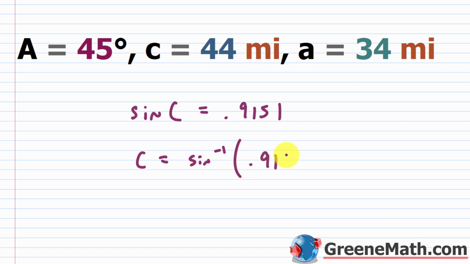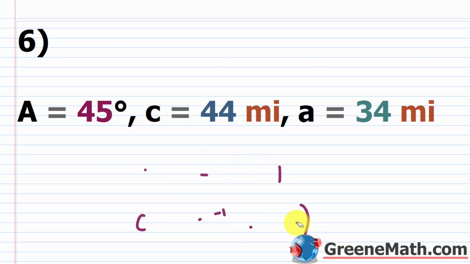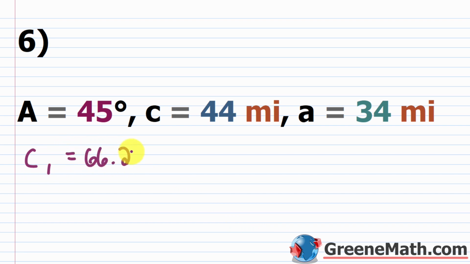0.9151. Let's key that into the calculator. And if I round to the nearest tenth, I get about 66.2. So let me erase all of this. And I'm going to say that the measure of angle C, and I'm going to call it C sub 1, just in case I have two triangles, I'm going to say this is 66.2 degrees.